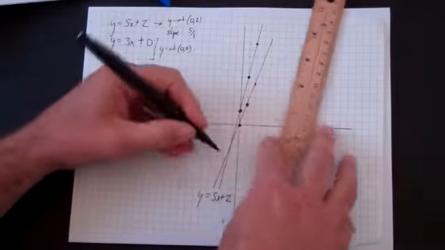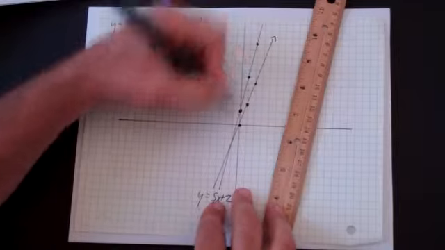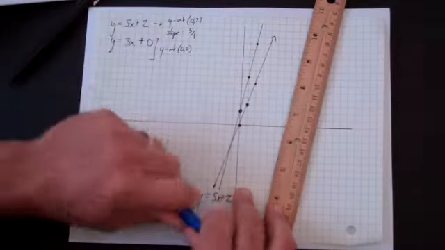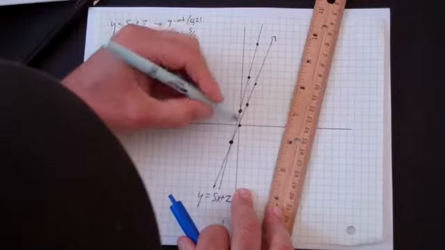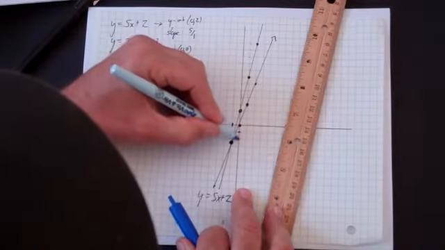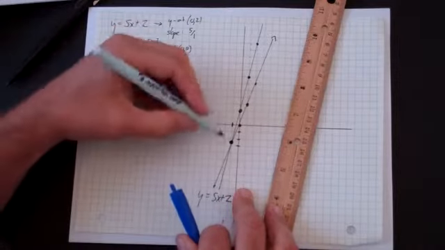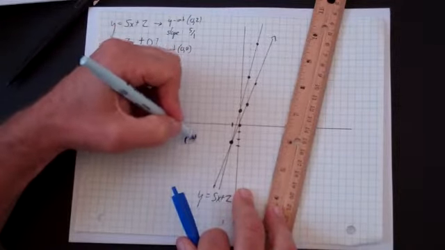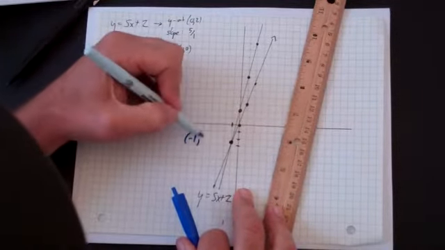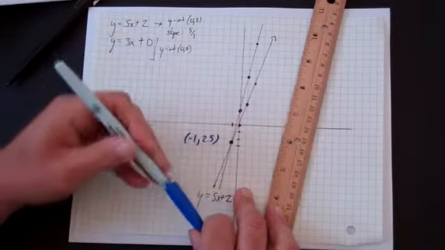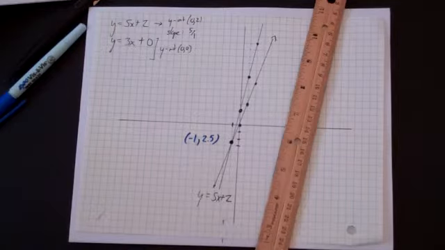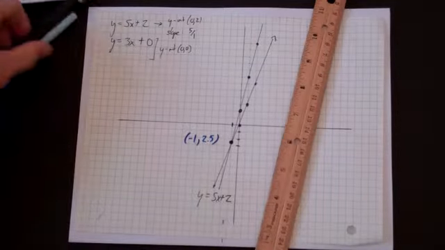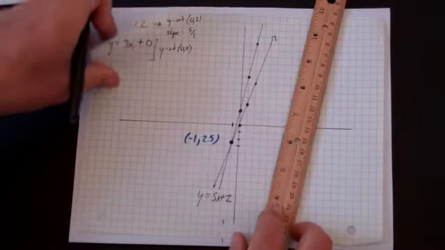This one's going to be pretty hard to see where it is. It looks like to me the point is about right there. It looks like to me that's minus 1 and about 2.5. And that's how you graph those two lines. And that's how you solve systems of linear equations when you graph.